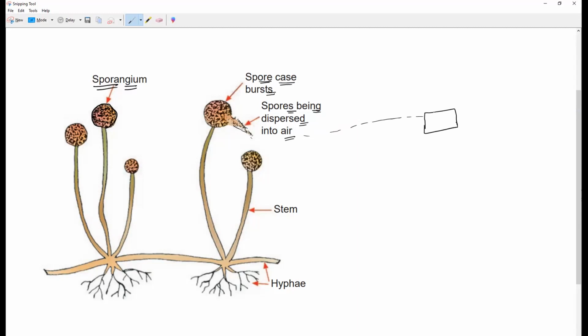Then they will start settling down, either on the bread, that is food, or on soil. So they will grow on the soil or on the food, but only when they get suitable conditions. If you see the Rhizopus growing on the bread, it looks white in color at first. If you notice after a few days, it looks like white cotton. Okay, cottony in color.